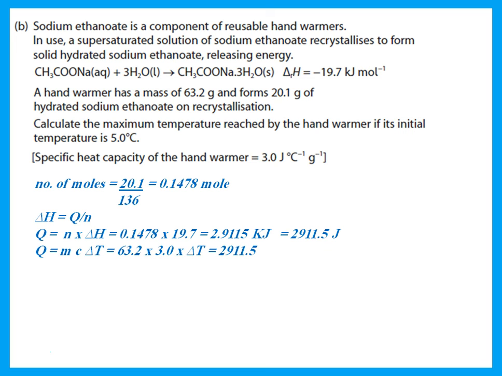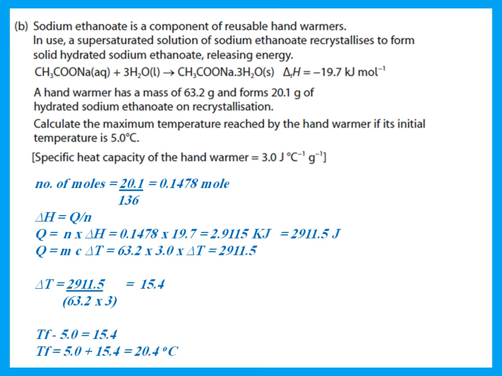Now, the hand warmer has a mass of 63.2. The specific heat capacity is 3. So the c here is 3. Times delta T, I can use that to get delta T. So the delta T would be 15.4 degrees Celsius. That is the difference in temperature. So if the initial is 5, then the final is what? Then the final is 20.4 degrees Celsius.